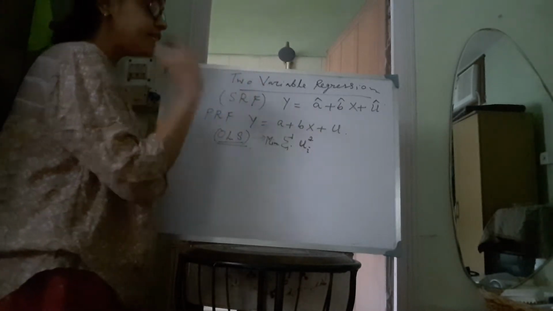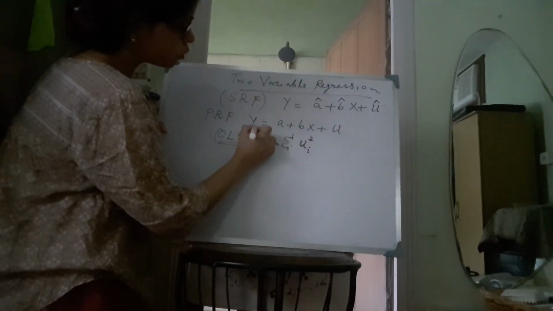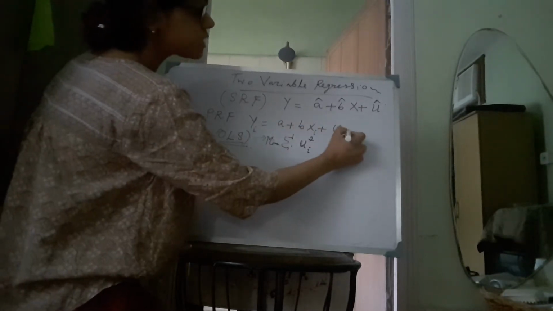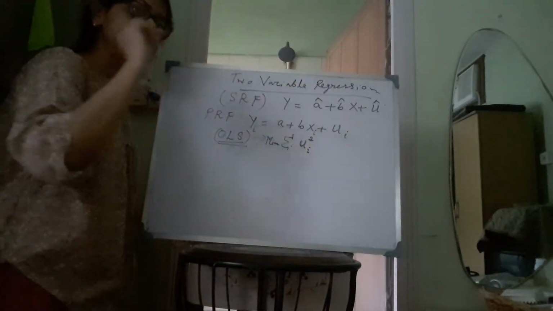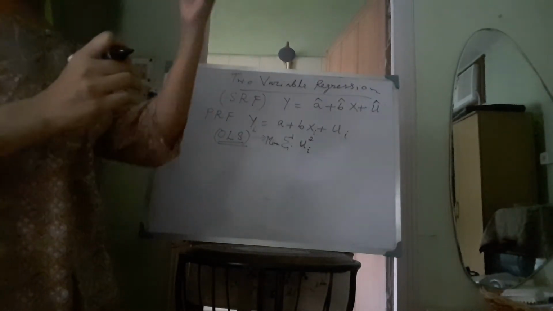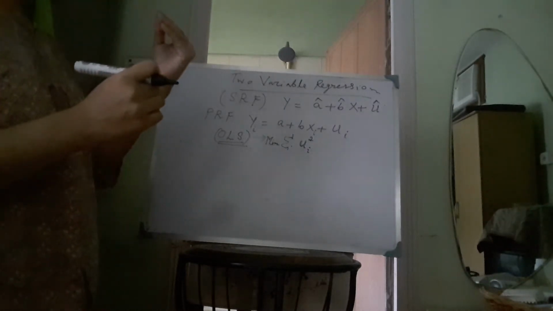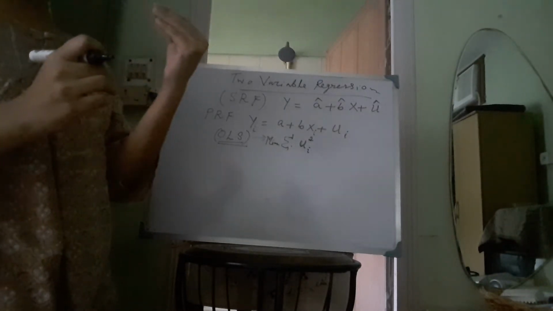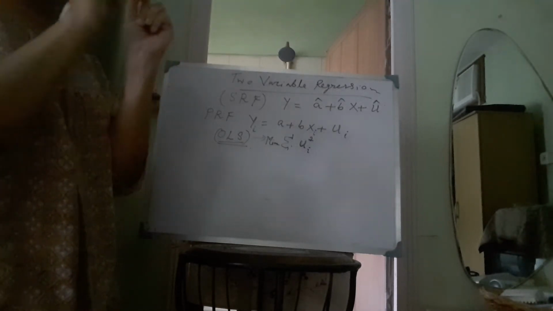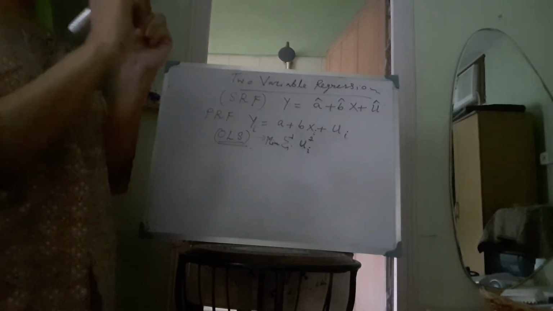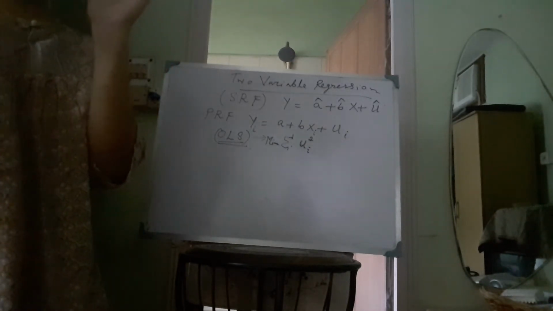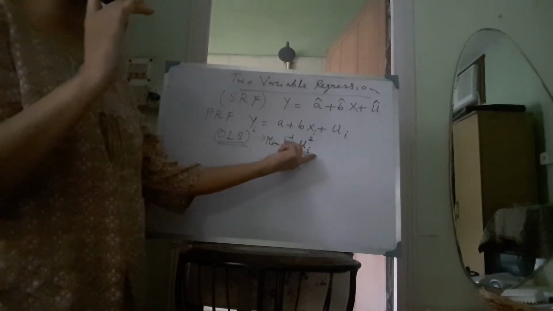Basically, for each data point, if we put all the suffixes here, yi is equal to A plus B xi plus ui. Now for each data point we get ui: for the first data point we get u1, for the second data point we get u2, and so on. Then for each of the ith data points we can get ui square, and if we sum up all these ui square, then we get the summation of ui square.